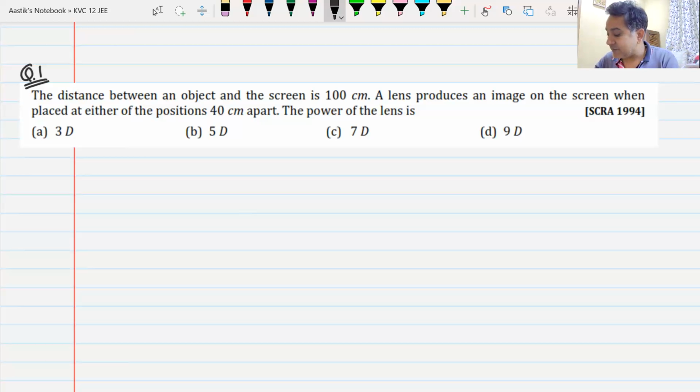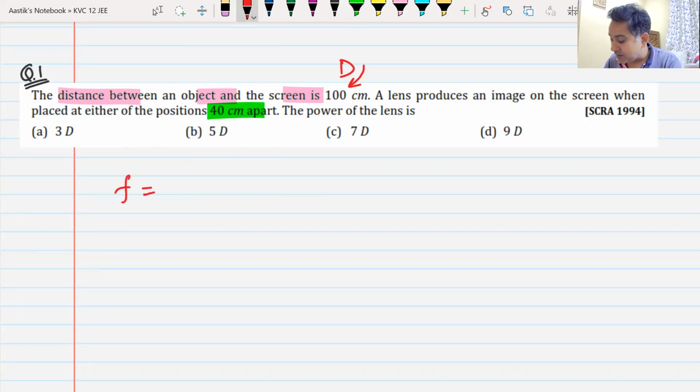So what all things are given to you, sir? Tell me fatafat. The distance between the object and the lens. So you are given D, yes or no? Yes, sir. And then you are given the distance between the two positions of the lens. Yes or no? So you are given the value of x, and they are simply asking you to find the focal length and the power.